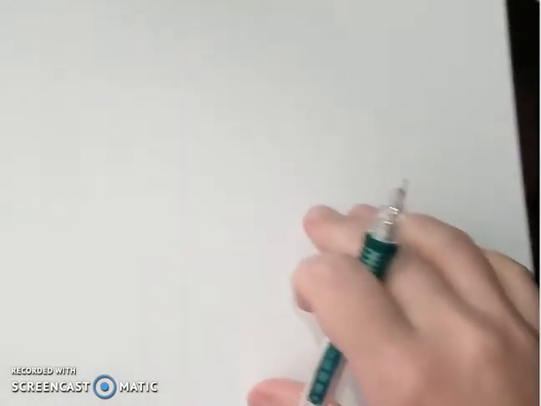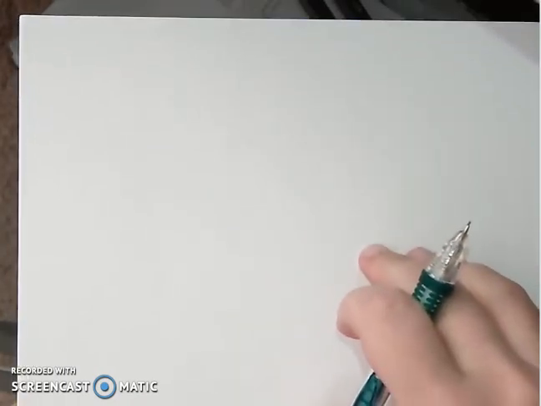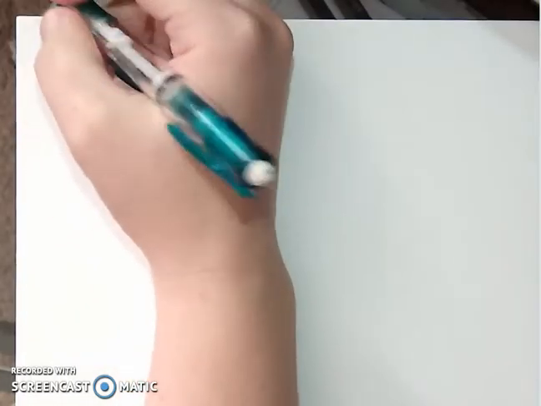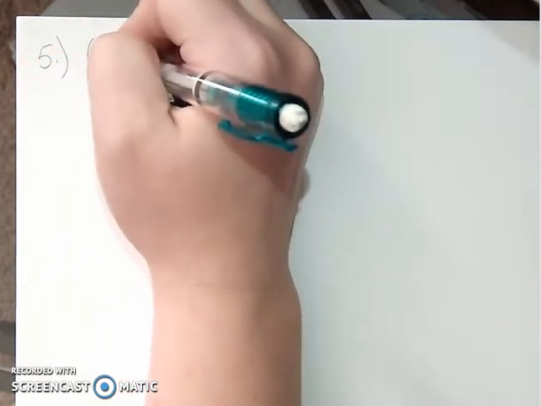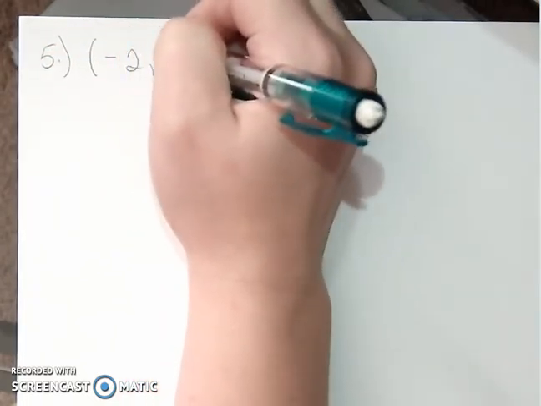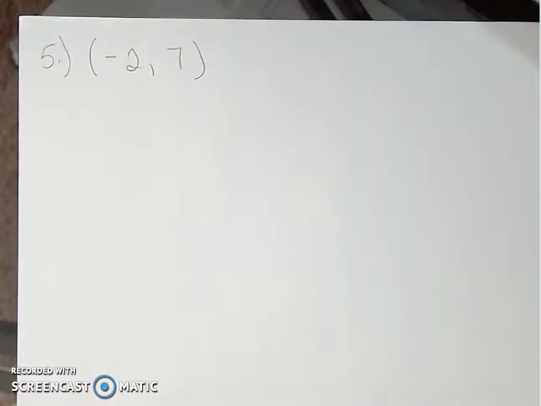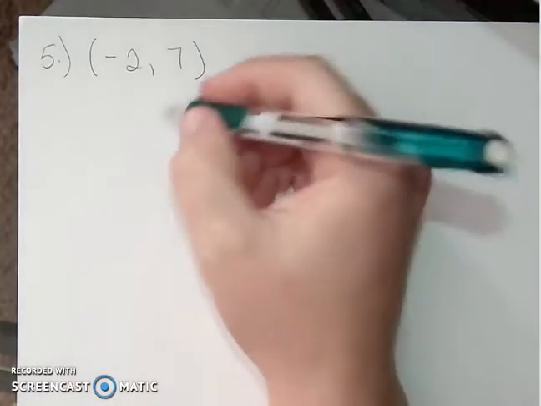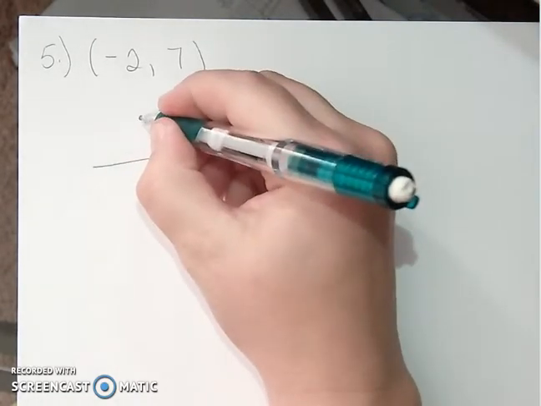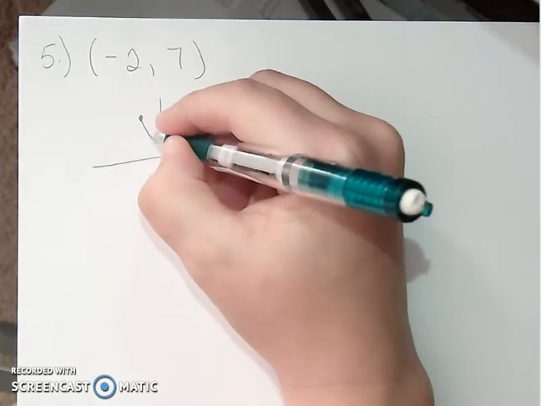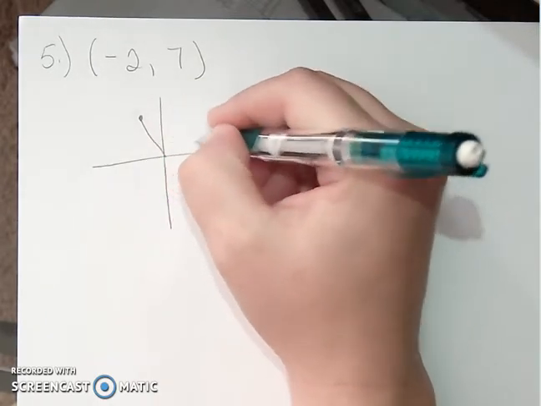What becomes really fun is, what if we're not in quadrant 1? Some people get a little confused because they think the angle is no longer acute. So number 5, let's do -2 and 7. This would be in quadrant 2. And it would kind of be like way up here, right? And that would be our angle if we drew it.